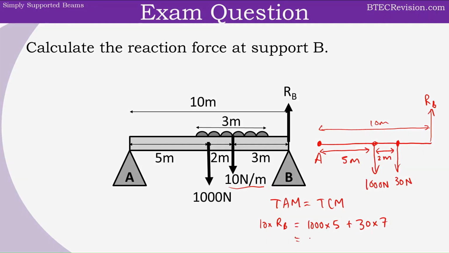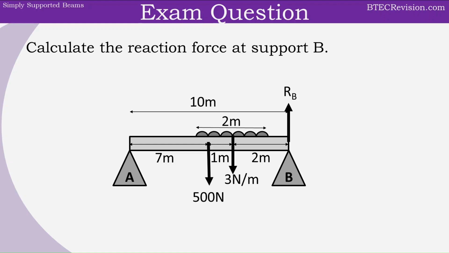Now, simplifying this gives us 5,000 plus 210, which is equal to 5,210. And that's equal to 10 RB. So therefore, we can say that RB is equal to 5,210 divided by 10, which is equal to 521 newtons. Now pause the video here and attempt this exam question.